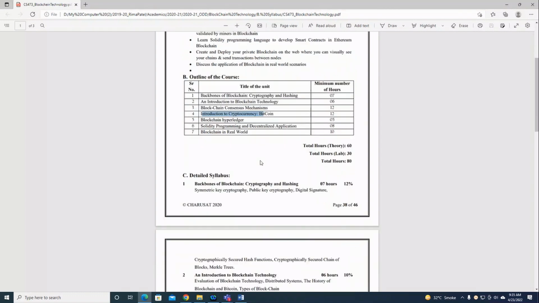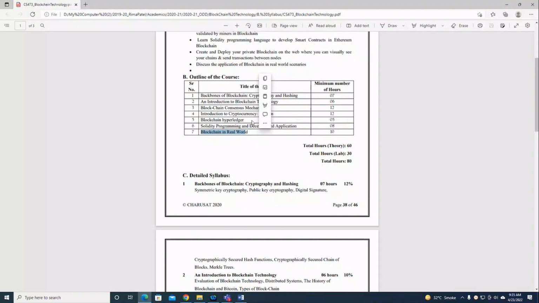Then we have Bitcoin, so you'll have an idea of cryptocurrency also. What is the difference between Bitcoin and blockchain? Also, we have the Industry 4.0 concept and Hyperledger. Then Solidity programming, which is going to be used in your practical sessions to create smart contracts, decentralized applications, and blockchain in the real world. So there are 7 chapters in total. The 7th chapter is all about the use cases where we can apply blockchain.